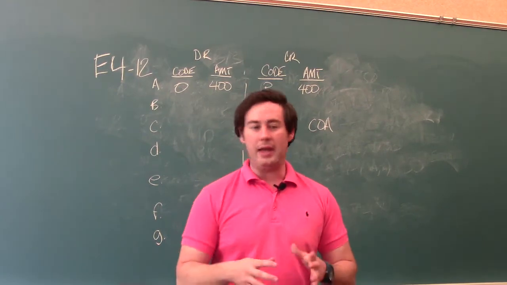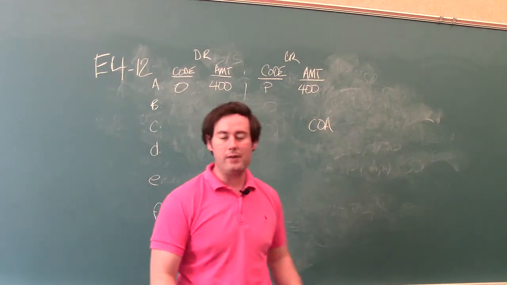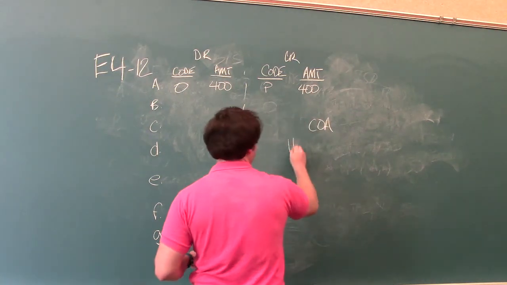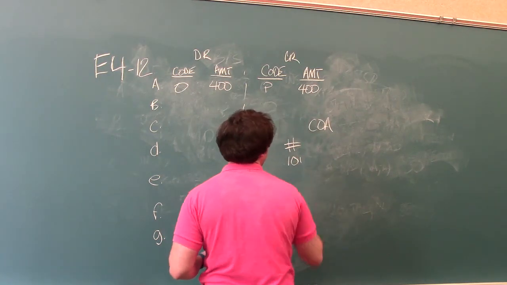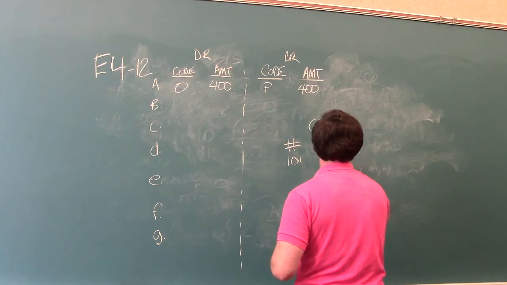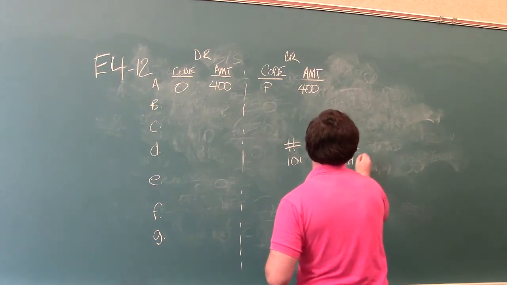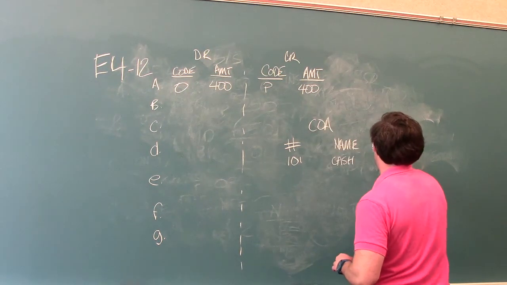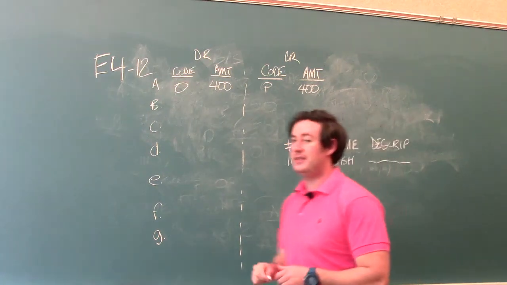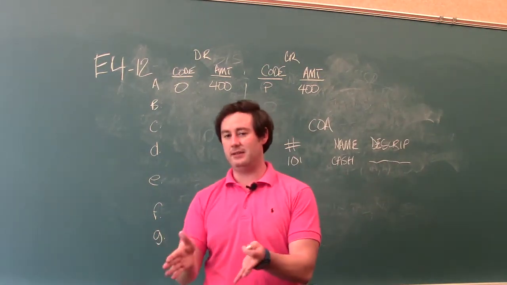Well, on top of that, a chart of accounts usually has information such as an account number, like 101, and then an account name, like let's say cash. And then you might even have a description which gives you information about when you should use that account, right? So that everyone stays consistent.